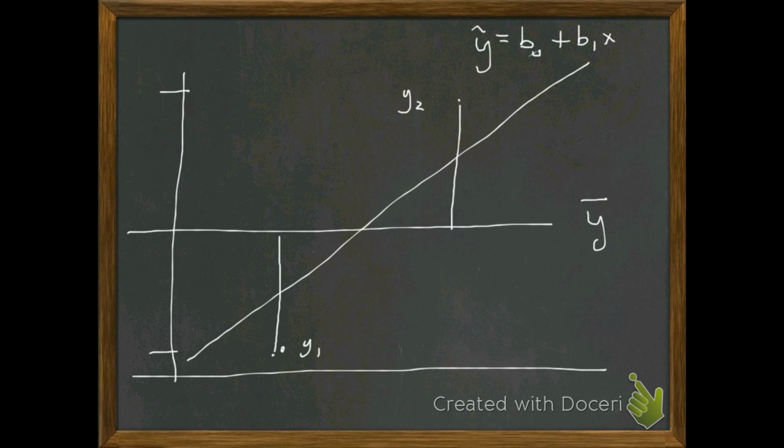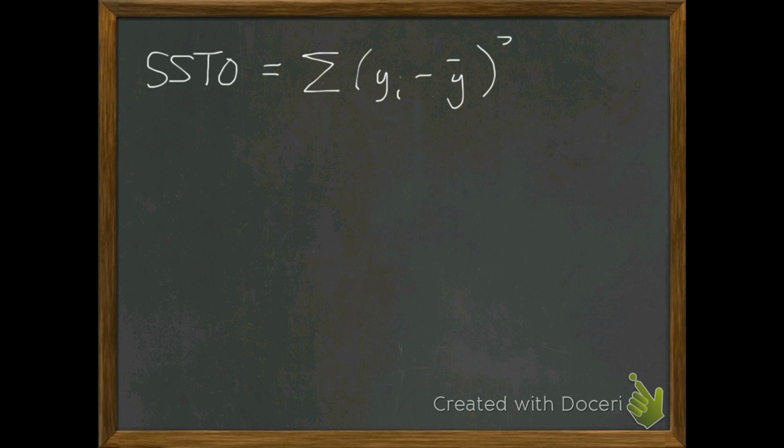So again, this distance right here would simply be y1 minus y bar, and this distance right here would simply be y2 minus y bar. We're ultimately going to square these things up, and so the order doesn't really matter. Okay. So again, what we got here is that the sum of squares for the total is just the sum of our y values minus the mean quantity squared.